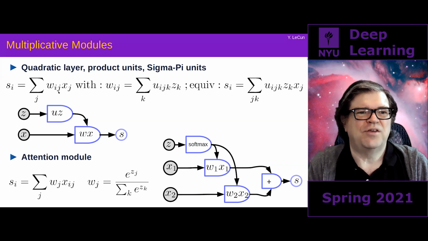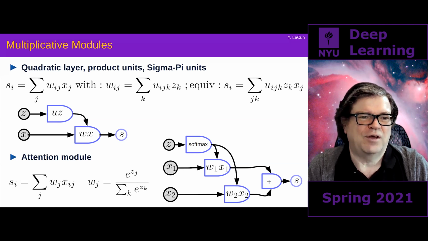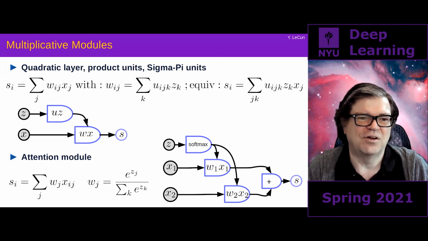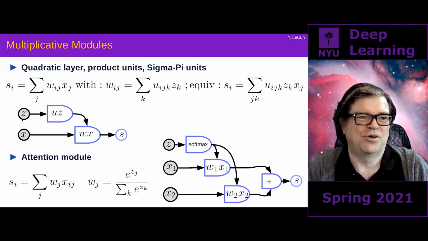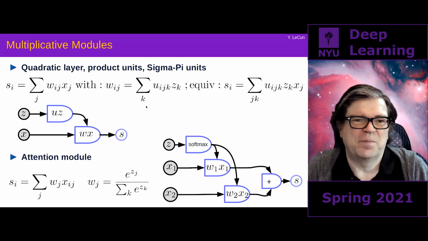But here, what we're going to do is that our weights themselves are going to be functions of other inputs, okay? So we're going to have a linear module here that takes x, multiplies it by a matrix, and gives us an output vector. But the matrix itself is not a set of parameters. It's the result of applying a linear function to another vector z through another matrix u. Okay. So the overall thing.